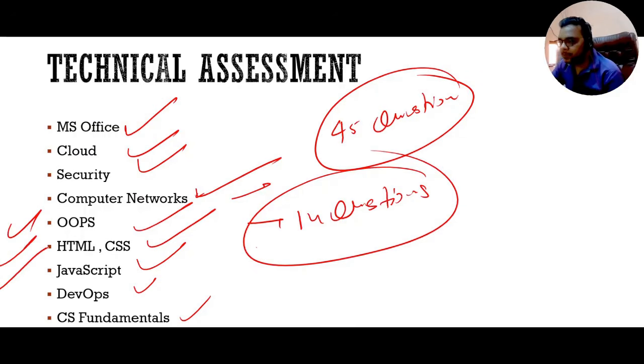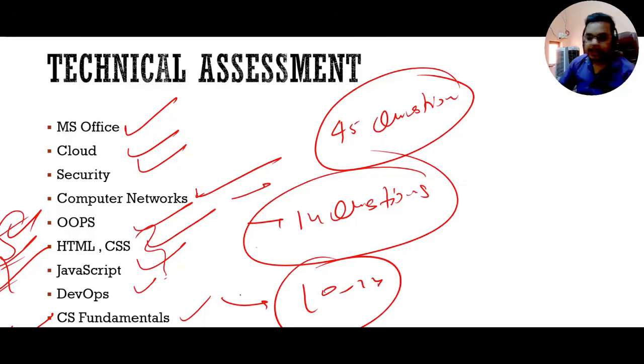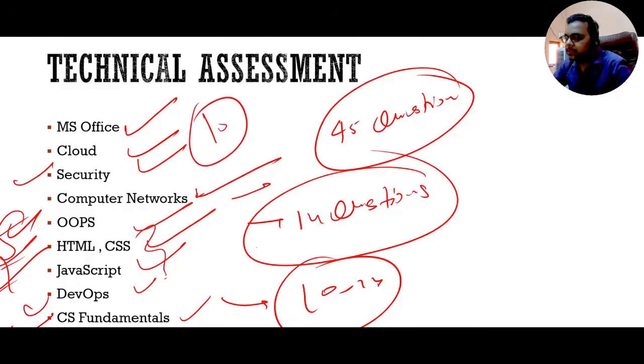OOPS, JavaScript, HTML, CSS, and CS fundamentals will be a combined topic. After combining these topics, you will again get around 10 to 14 questions. Then from DevOps and security, you will get around 10 questions. And apart from this, you will get 10 to 14 questions from MS Office and cloud. So this will be your whole structure, from which you will get the technical assessment questions.